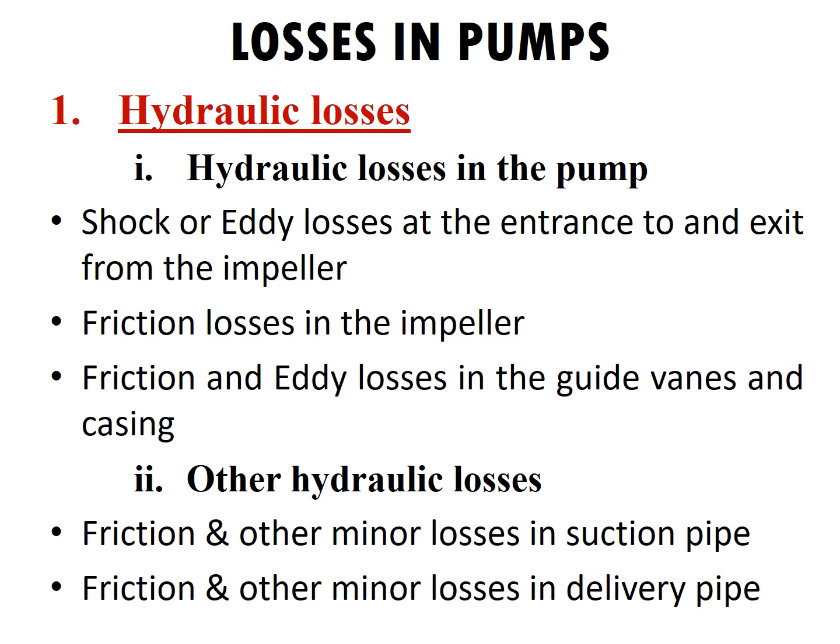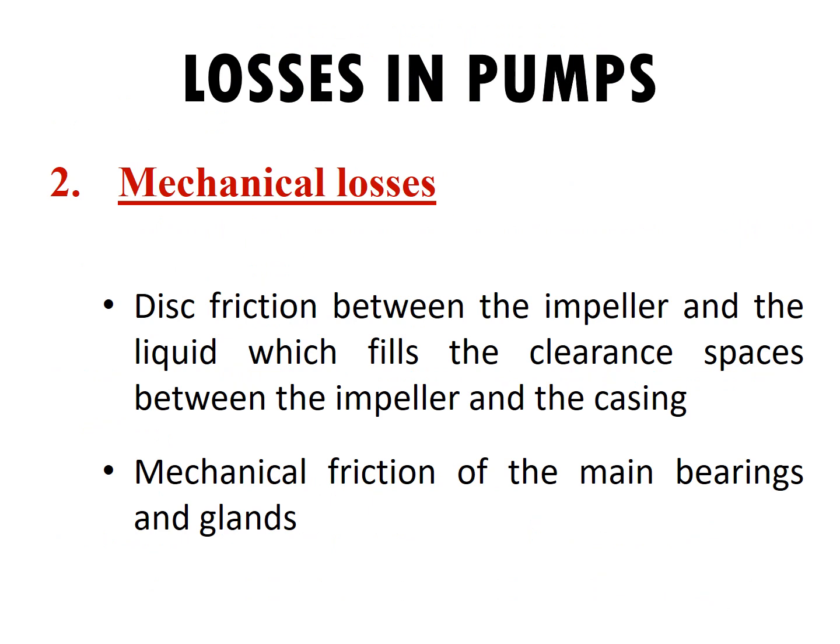So first one is hydraulic losses. These are eddy losses at the entrance and exit of the impeller. And second one can be friction losses. And other hydraulic losses are friction and other minor loss in suction pipe, similarly in delivery pipe also. And mechanical losses are due to the friction that is happening between the impeller and the liquid, and also friction taking place between the main bearings and the glands, etc. These all come under mechanical losses.